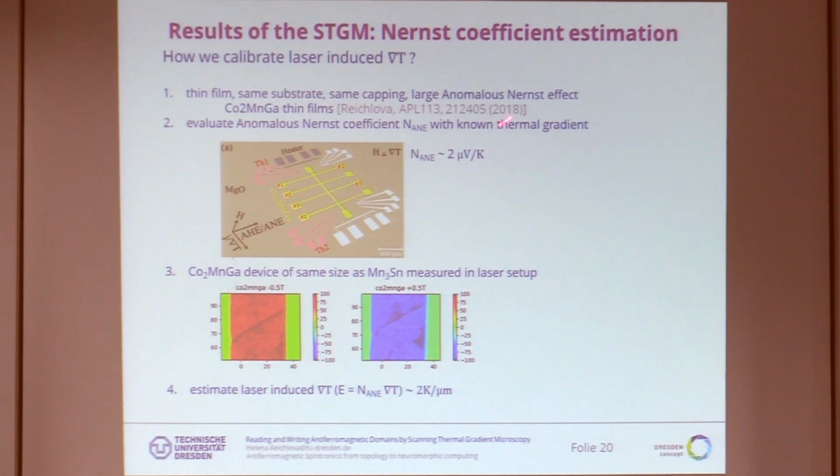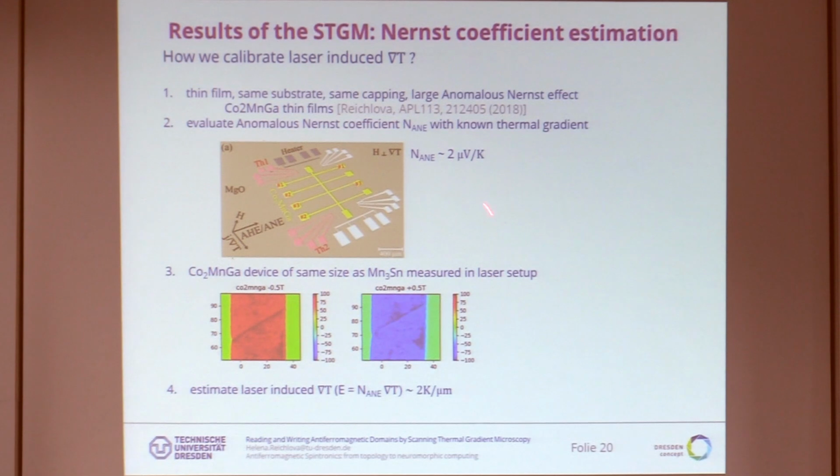So how do we calibrate our thermal gradient induced by the laser? We have to find a film which is as similar as possible to our Mn3Sn thin films, which has the same lithography design, and ideally which has a very large anomalous Nernst effect. And for that purpose, we had our good friend Co2MnGa, which we just last year showed to have a record ferromagnetic anomalous Nernst value for a thin film. And we used this one to evaluate the thermal gradient of our laser scanning thermal gradient microscopy setup.